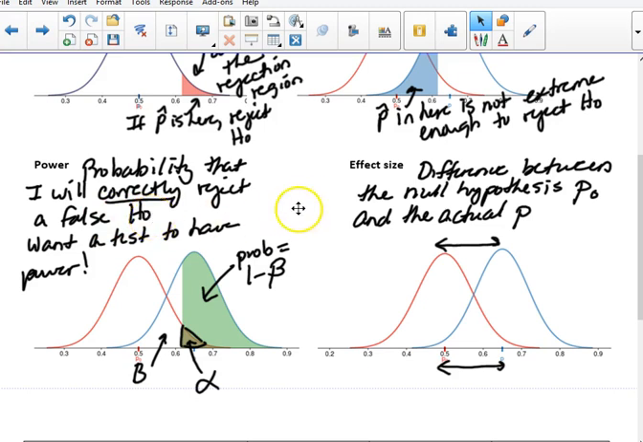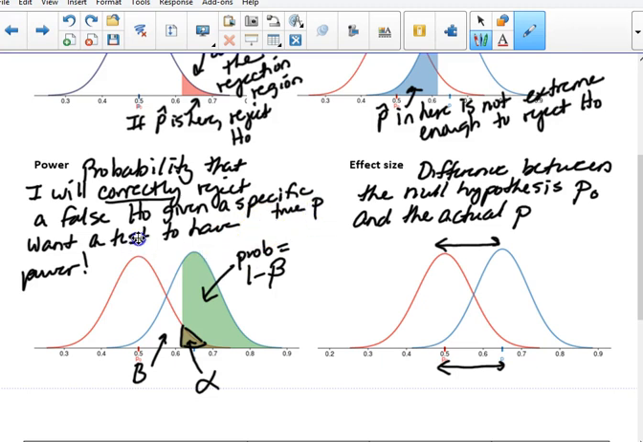Okay, and that is given a particular true P. So the probability, this power does depend on what the true P is. If we move the true P, then the power will change. So it is dependent on a specific true P.